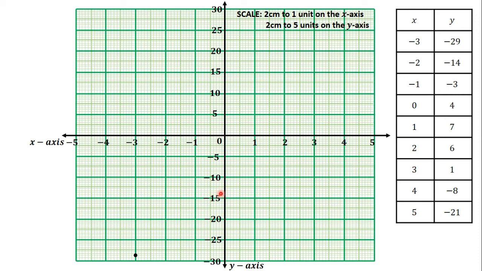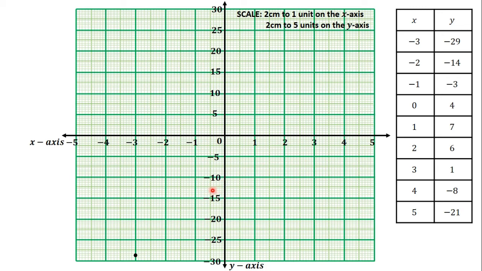Each division is 0.5. So the first one from minus 10 will give us 10.5. The second one will give us 11. The third one will give us 11.5. The fourth one will give us 12. The fifth one will give us 12.5. The sixth one will give us 13. The seventh one will give us 13.5. And the eighth one will give us 14. So it means that to get minus 14, you start counting 8 divisions from minus 10.